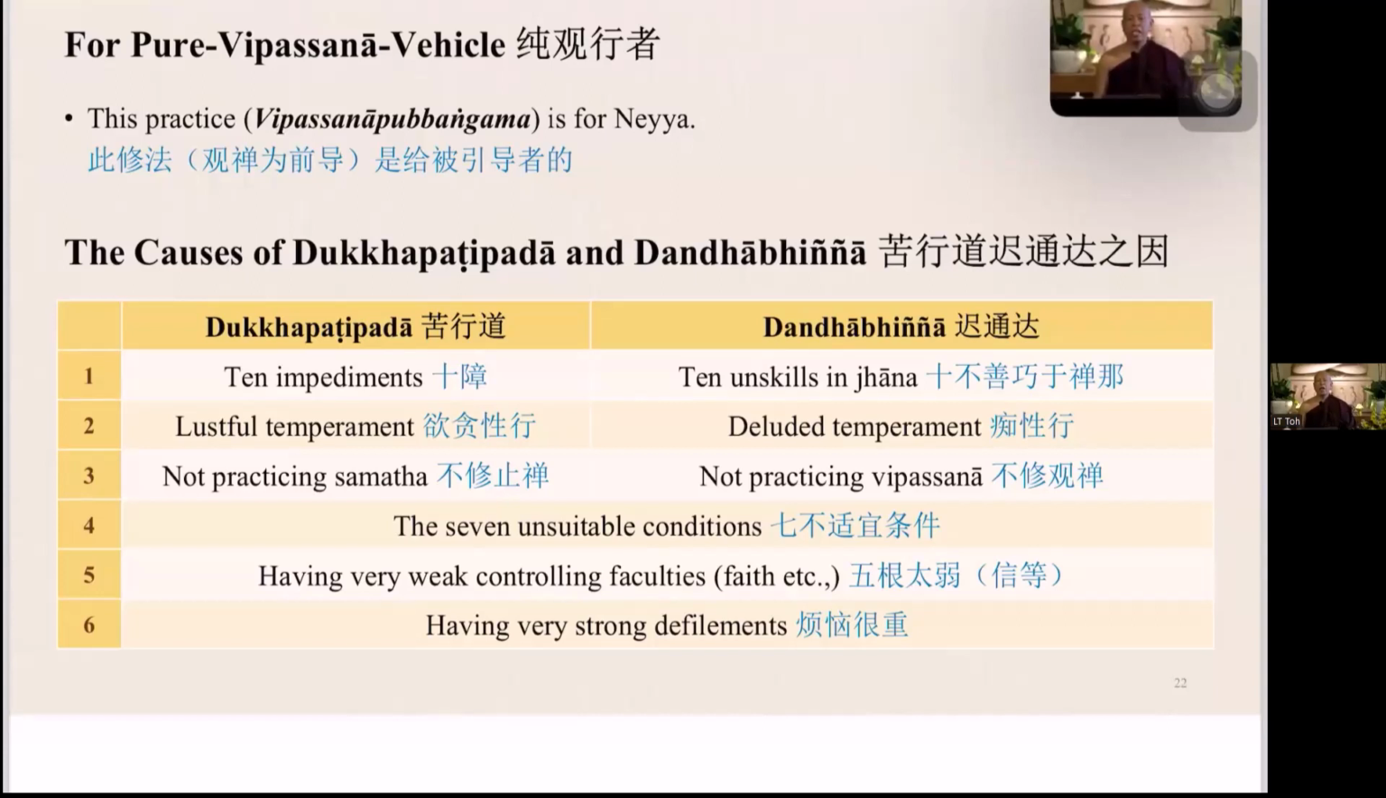Again, dandha abhinna: why do we have very slow attainment? Sluggish attainment. Again here, the ten skills in jhana. It will be too long, so today I cannot talk about the ten skills. We don't have enough time today, maybe tomorrow. That means when we are practicing, before attaining jhana we also need skill. After attaining jhana, we also need skill to maintain and to improve. There are ten different types of skills.